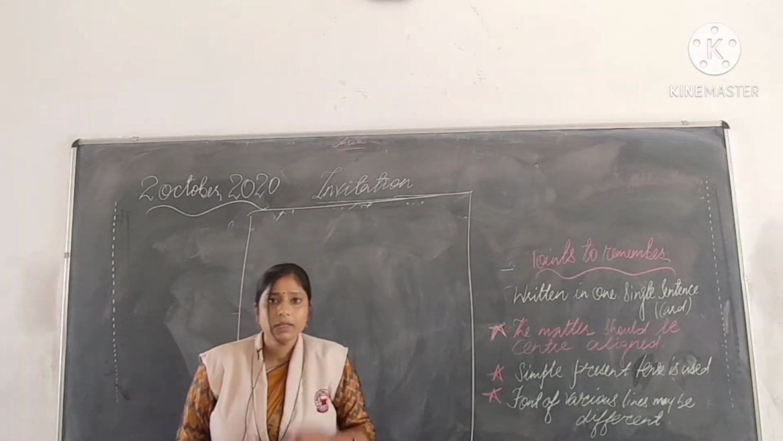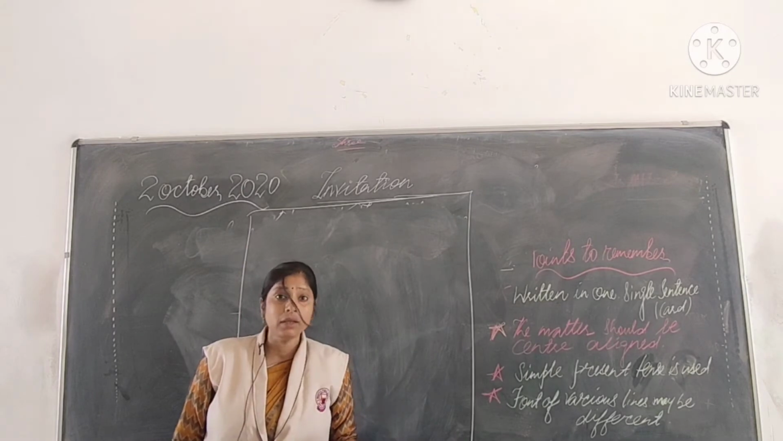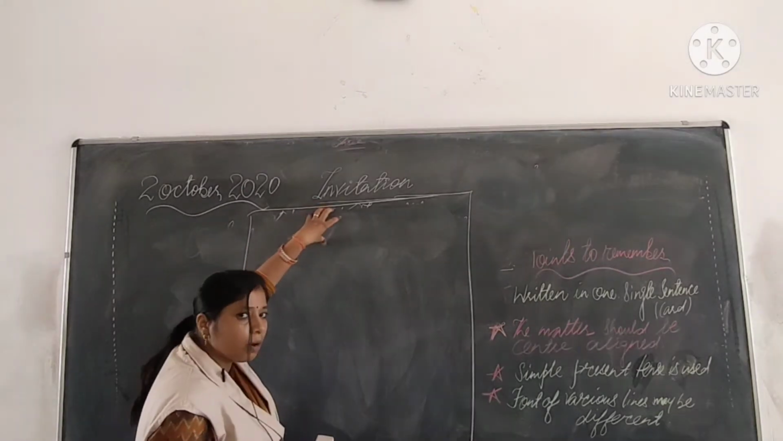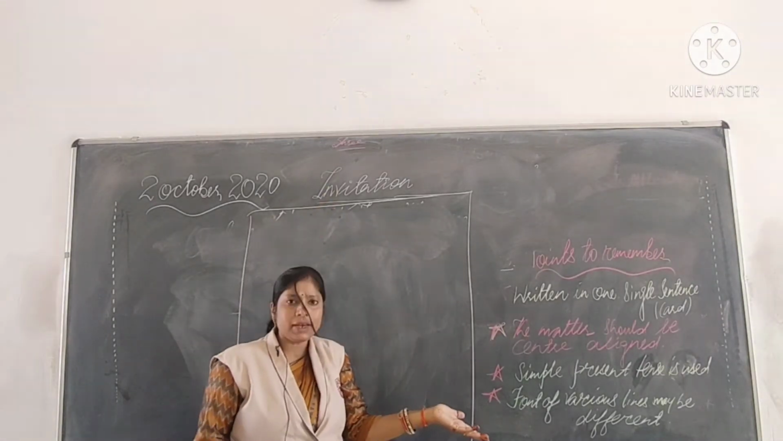Now, who is inviting? Tanmay Nehra. And who is writing? Manan Nehra. Okay. On behalf of his parents. So we have to write in third person. Okay. The card we have to design in this way.